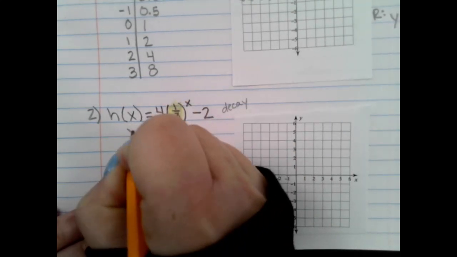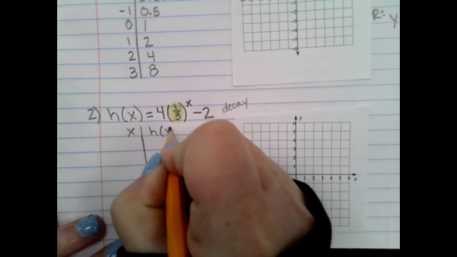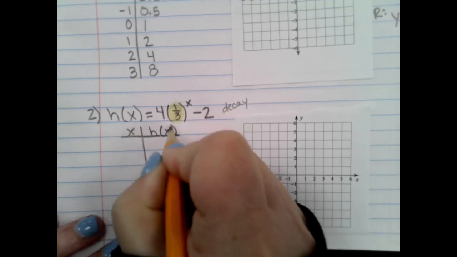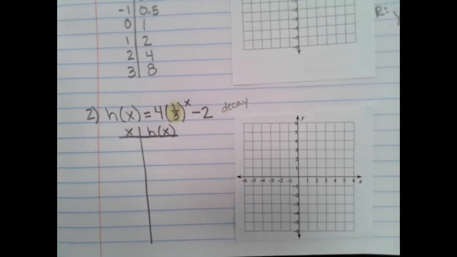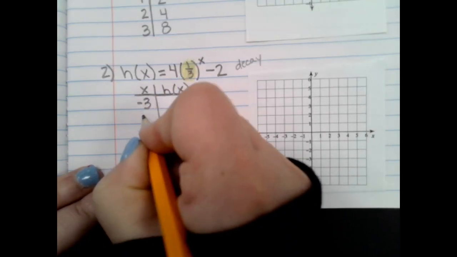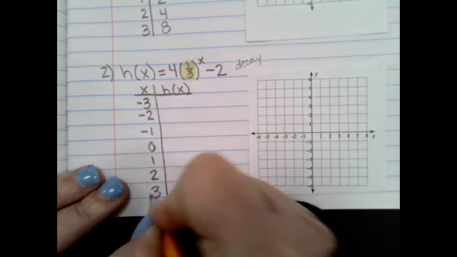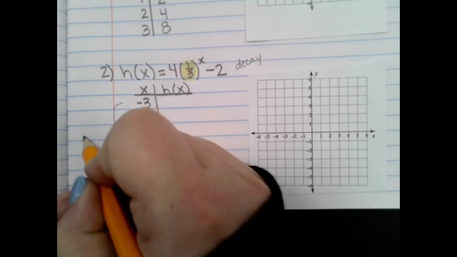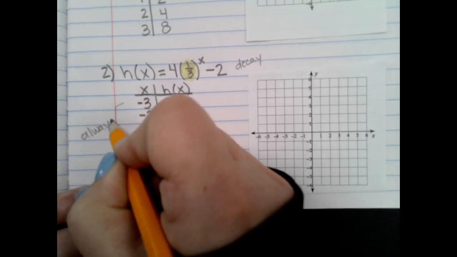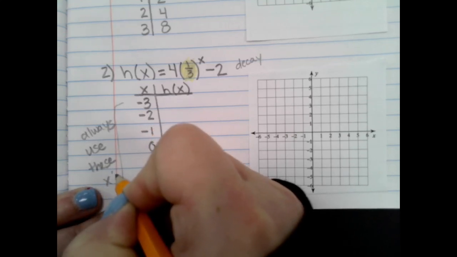All right, so now we have our table. We're going to do x. Instead of y, we say h of x, just saying what is the output when we put it into function h. And we always use the same x's for exponential growth and decay. We're just going to use -3 all the way up to +3. Okay, so if you want to put that in there, always use these x's. You can, just as a side note.